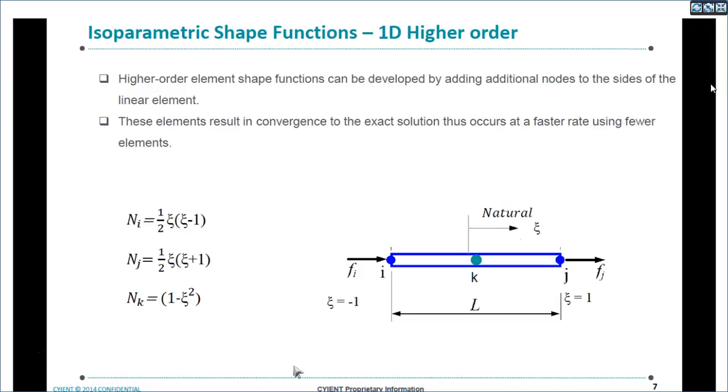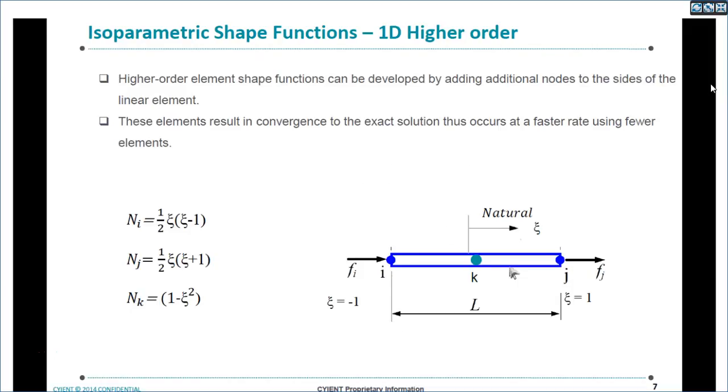Coming to the isoparametric shape function, as we discussed, a higher order shape function can be obtained by adding additional nodes. One node here inside, then this will be a higher order element.